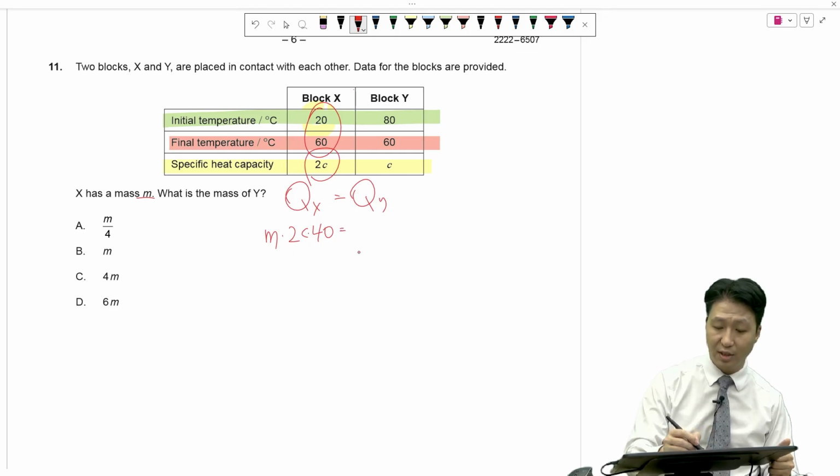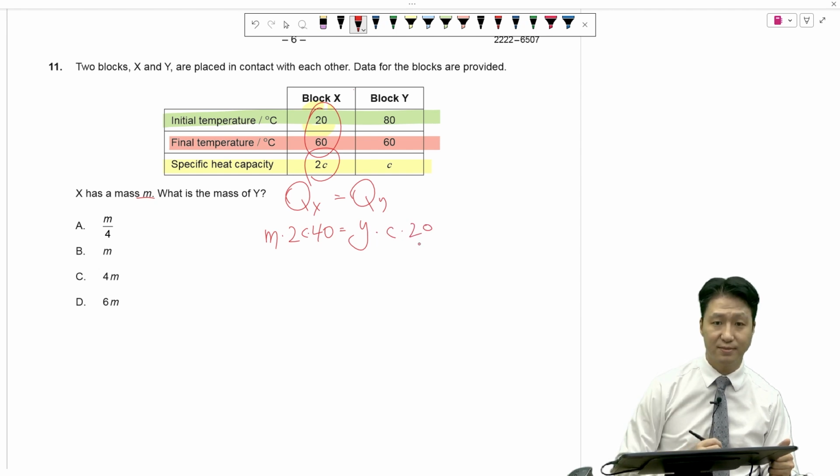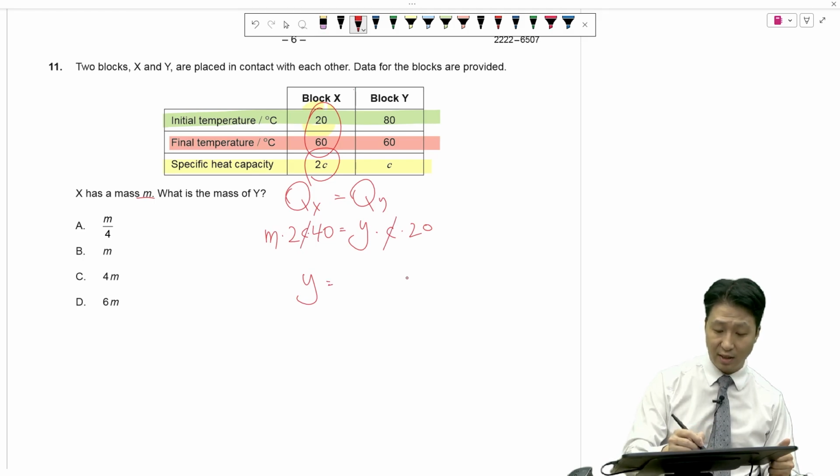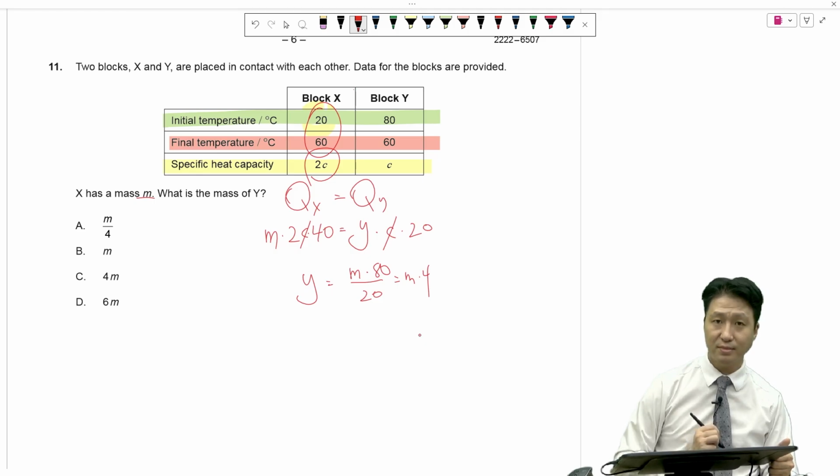This must equal some mass for Y, so I'll just call this Y, times the heat capacity C, times the change in temperature, which is 20 degrees. And we keep it positive on both sides, so they're equal. That means the heat capacities will cancel out. And you would get m times 80, which is 2 times 40, divided by 20, which is m times 4. The answer should be C.